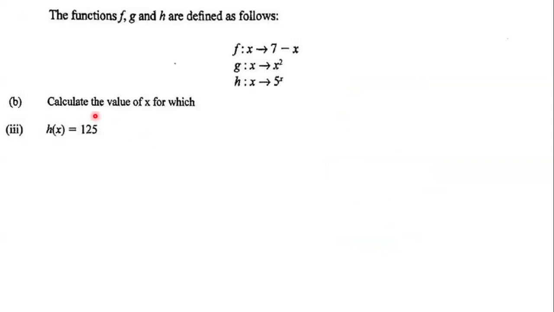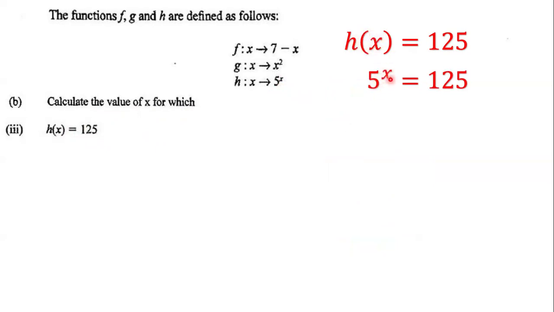Next, it says calculate the value of x for which h of x is equal to 125. And so we have h of x is equal to 125. What is h of x? Well, h of x is 5 to the power of x. So instead of putting h of x here, we put 5 to the power of x. And so we have 5 to the power of x is equal to 125. Now we're going to write 125 with 5 as the base. And so we have 5 to the third power, and 5 to the third power is exactly 125.